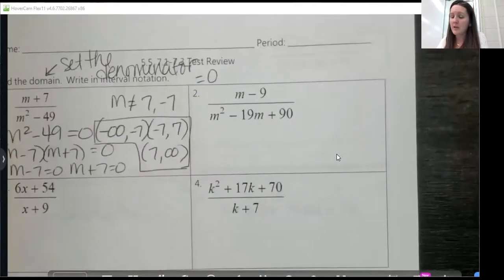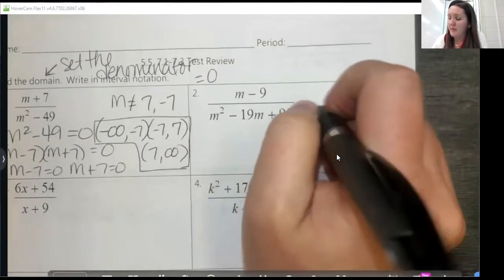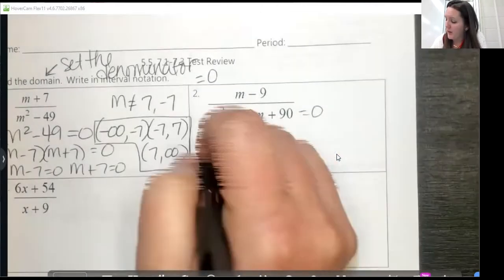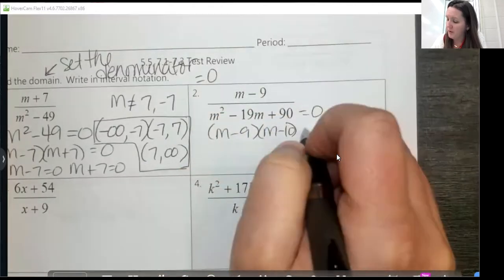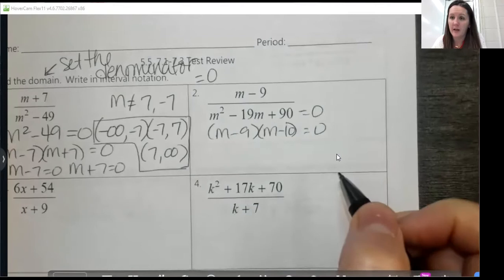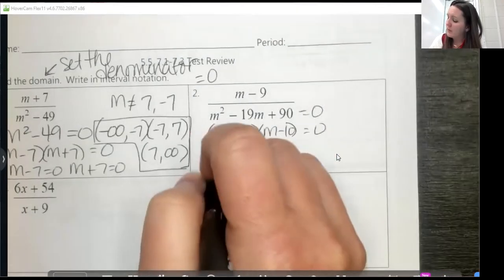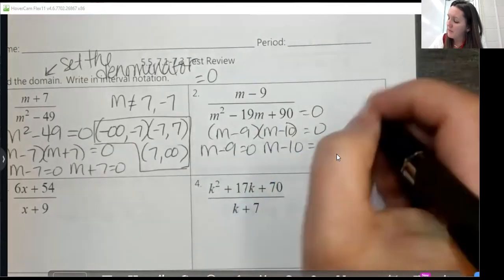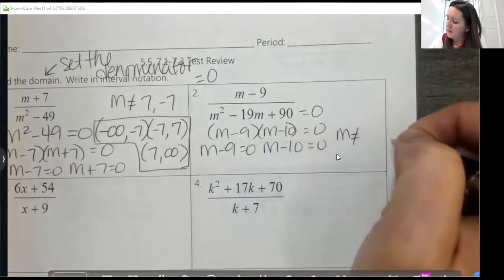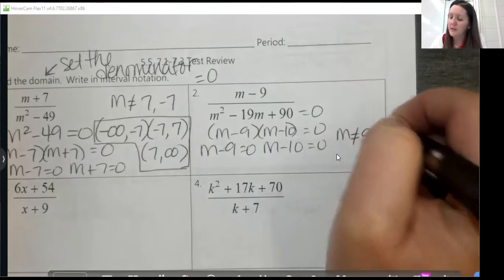All right, next one. Same thing, we're going to set our denominator equal to 0. We'll factor here. So we have m minus 9 and m minus 10. What multiplies to get 90 and adds to get negative 19? We have m minus 9 equals 0 and m minus 10 equals 0. So m cannot be 9 or 10.